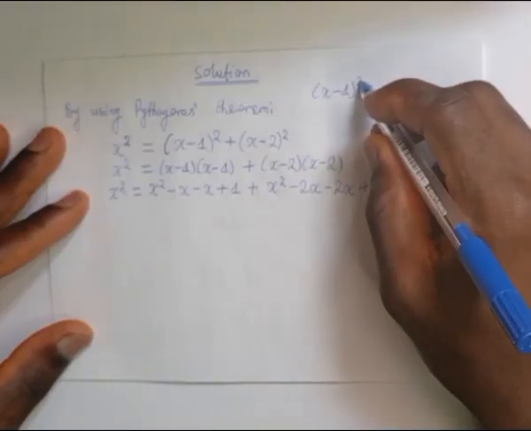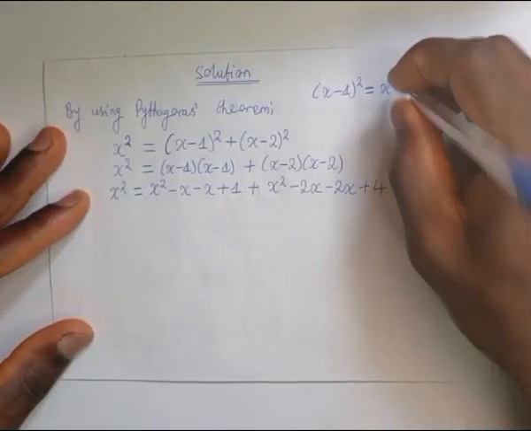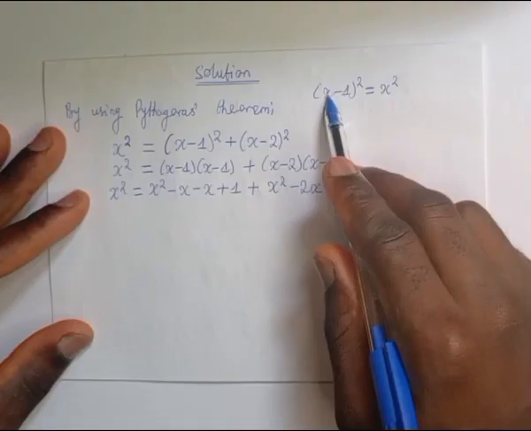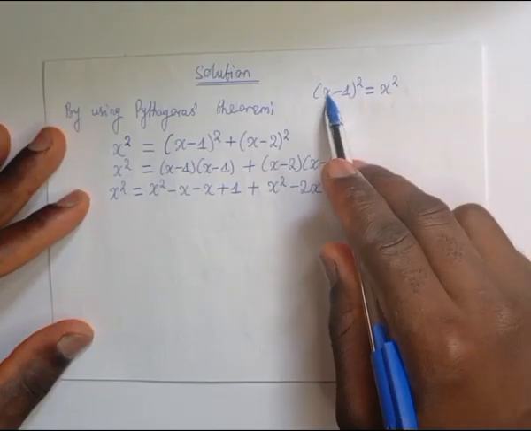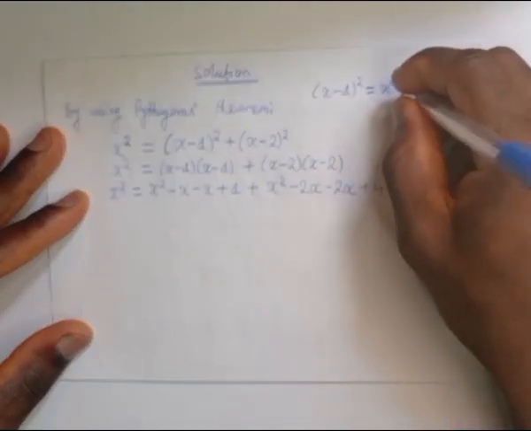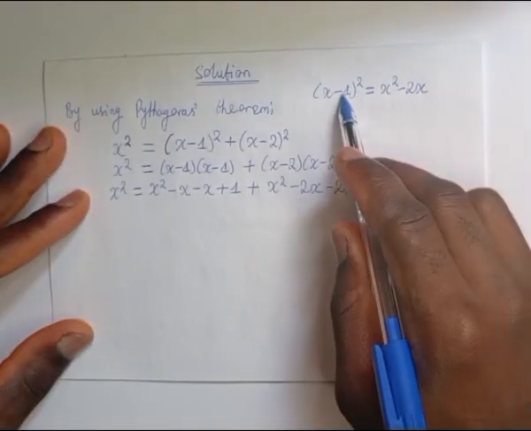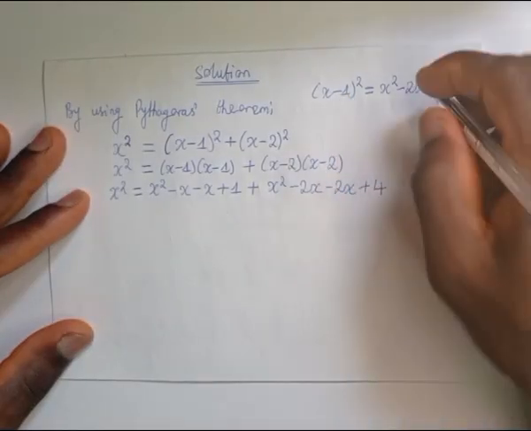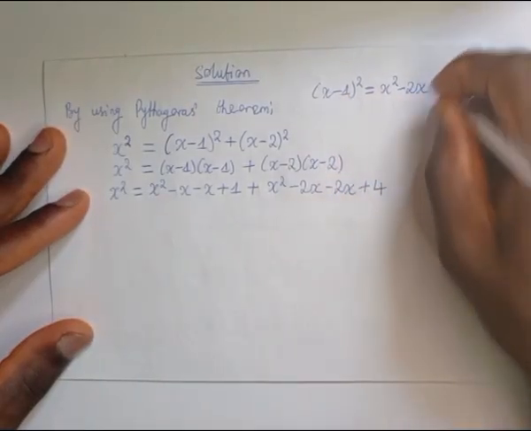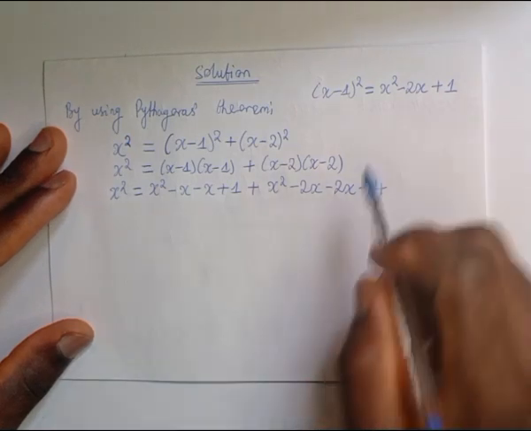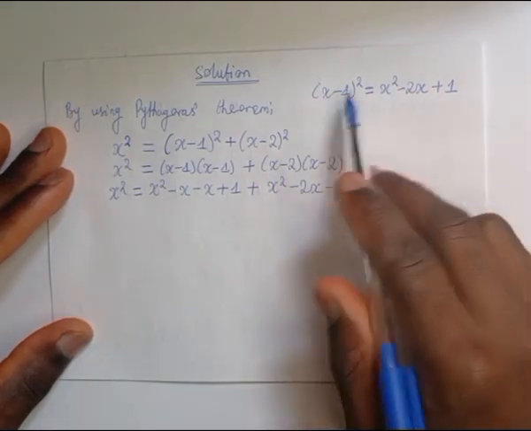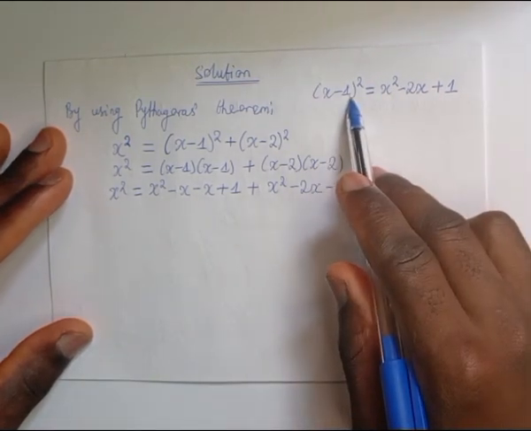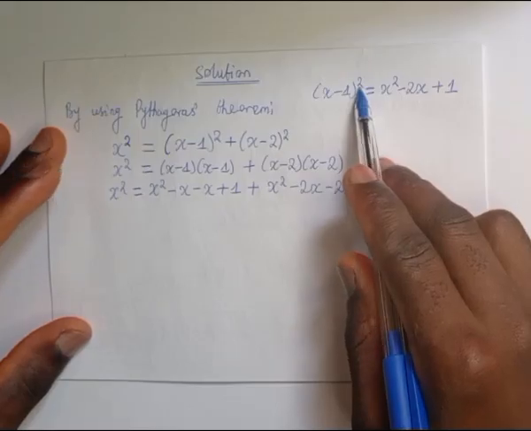Another way of expanding x minus 1 squared when the power is 2 is simply you take the first term, you square it, x squared. You take 2 times the first term times the second term. 2 times x gives 2x times negative 1, negative 2x. Then we square the second term. Negative 1 squared gives us positive 1. This is a short and faster way of performing this expansion when the power is 2.